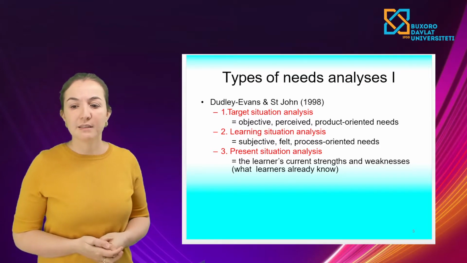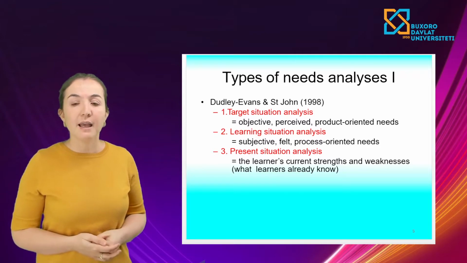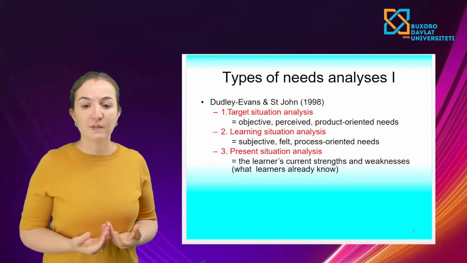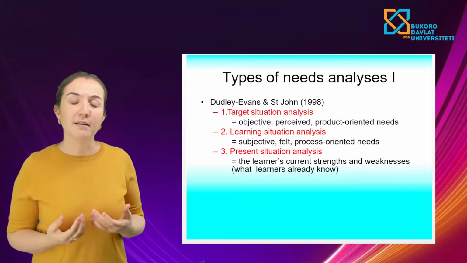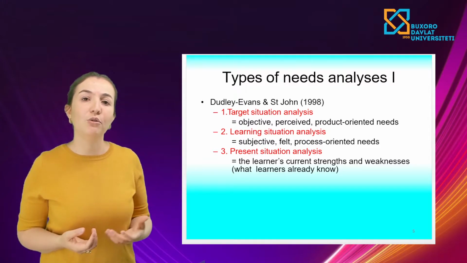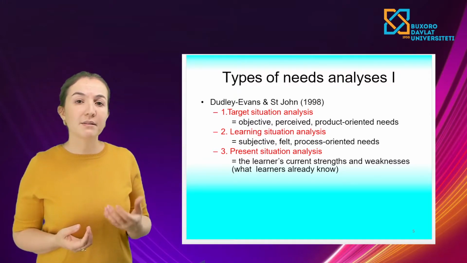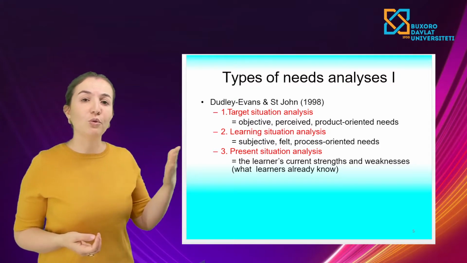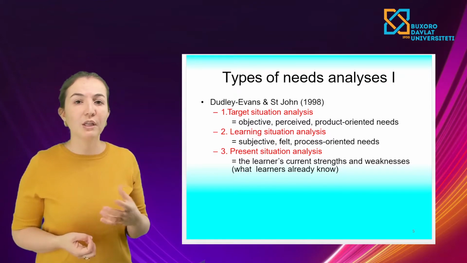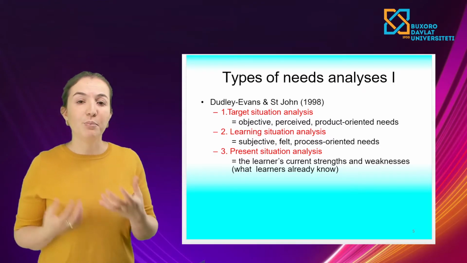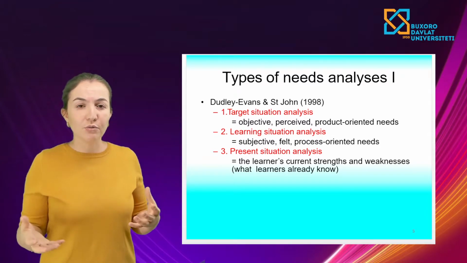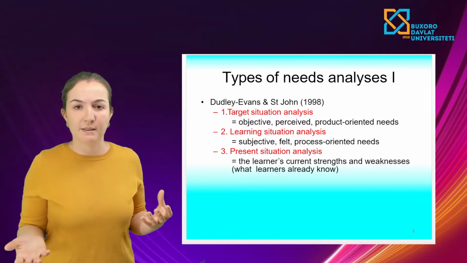The second one is learning situational analysis, and these needs are more subjective, they are felt, and they are process-oriented needs. These are the needs that the teacher can find out during the learning process, and they are subjective, they differ from learner to learner, they come from learners. You cannot identify these needs before starting the course. You can identify them only during the learning process itself.